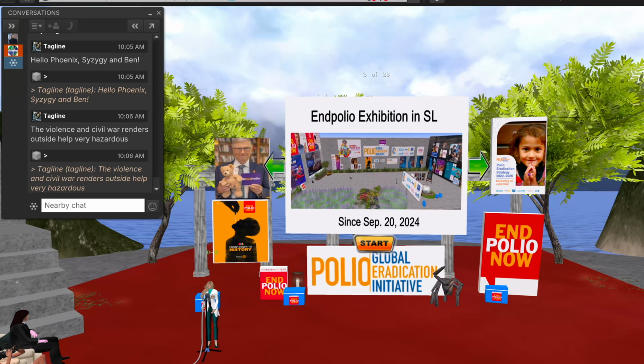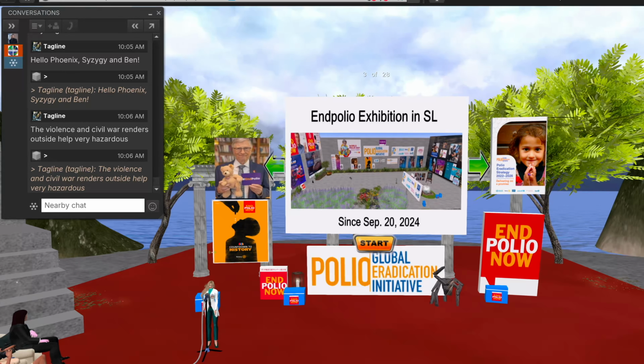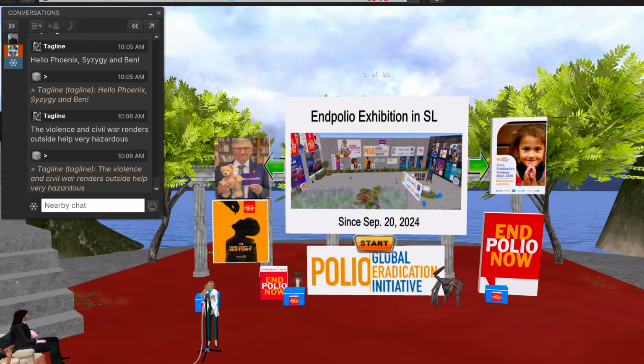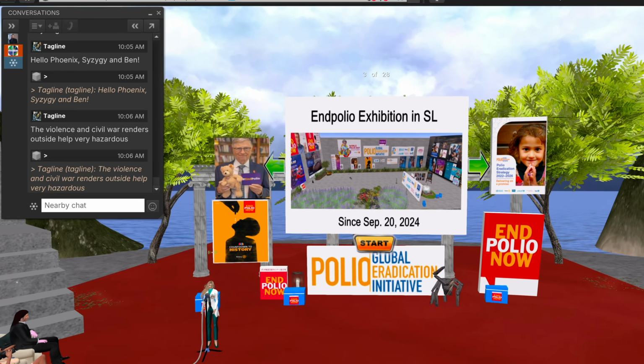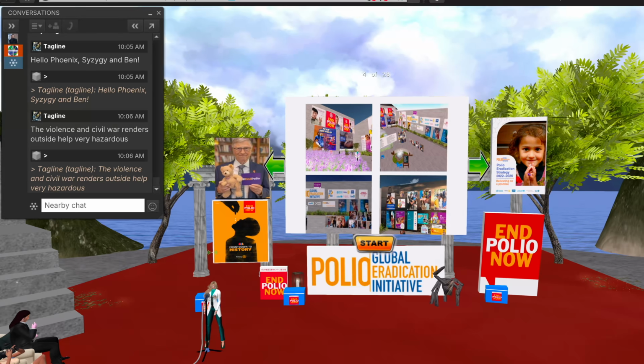For the exhibition design, I received valuable advice from Yan, whom I met through the Science Circle. I am also using the markup script-based web linking system he developed. This slide shows the polio eradication venue in Second Life from several different angles.